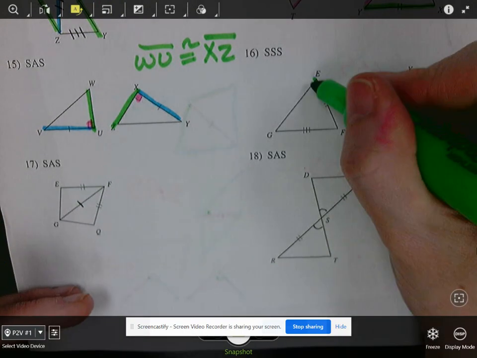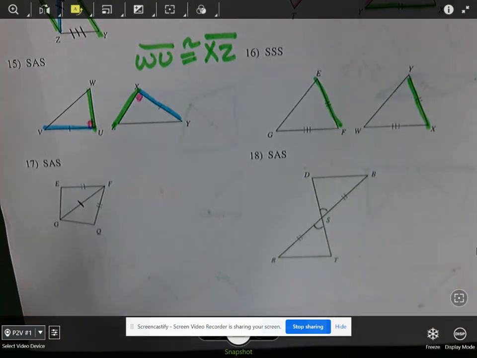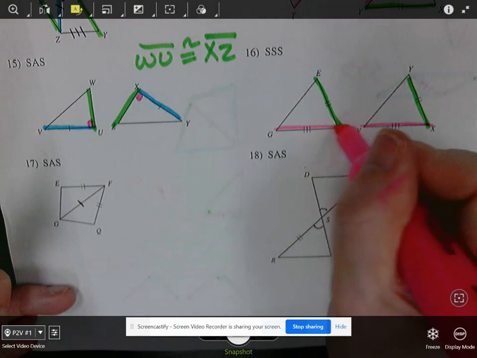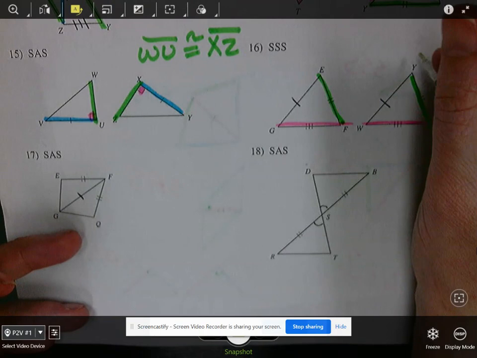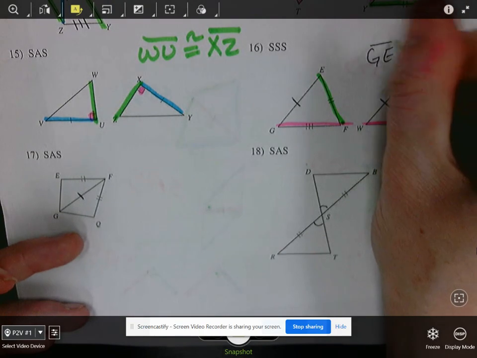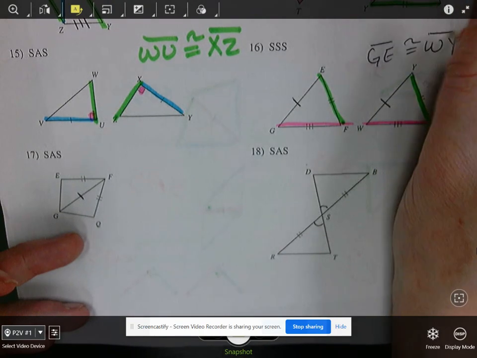16, they want me to use side, side, side. Well, those are marked. Those are marked. They should have had these right here marked as well if they wanted me to use side, side, side. So I would put GE congruent to WY.